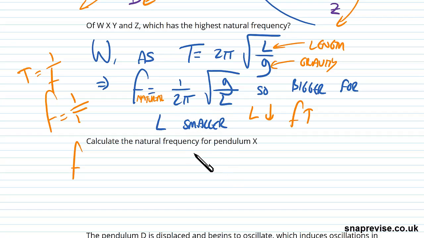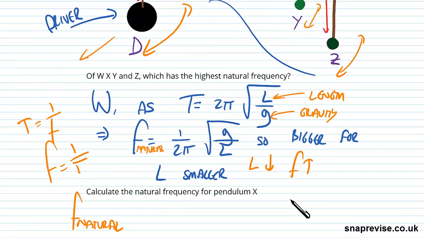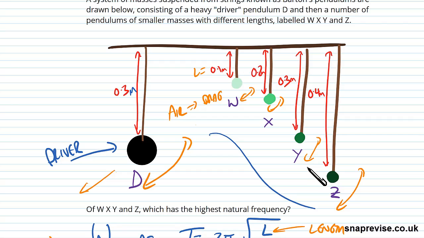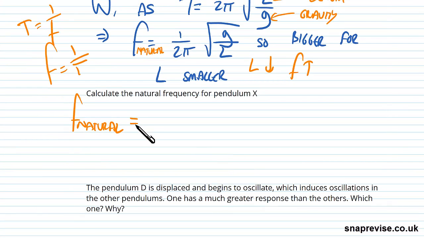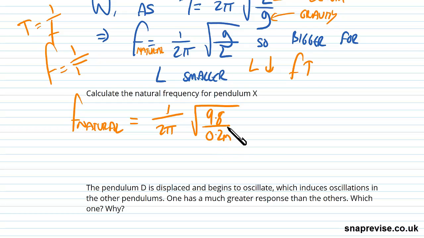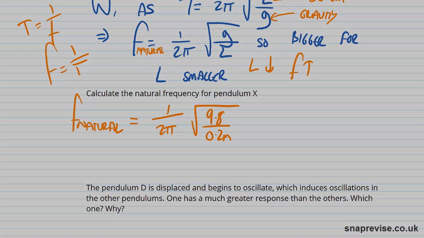So they want us to just calculate the natural frequency for the pendulum X. So let's do that. It just involves putting numbers into this. Well, first of all, we'll see which one X is. We see that X has L equal to 0.2, so we just put that in here. It's 1 over 2 pi, the square root of g, which we're going to take to be 9.8, divided by L, which is 0.2 meters.